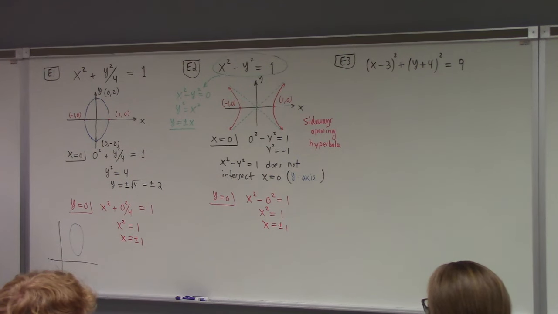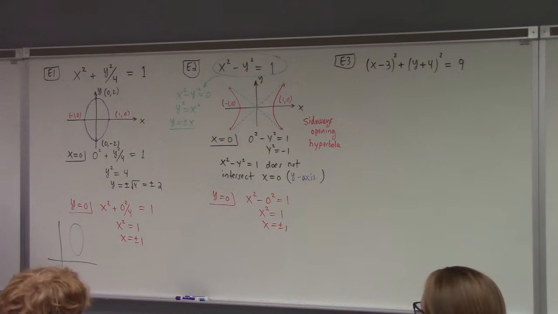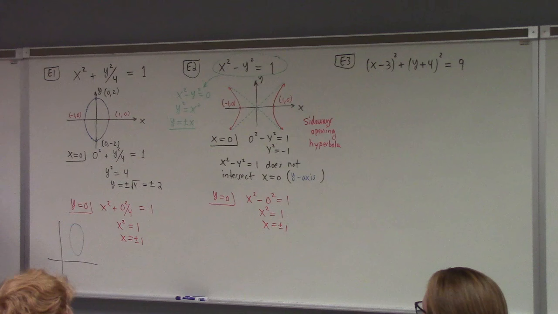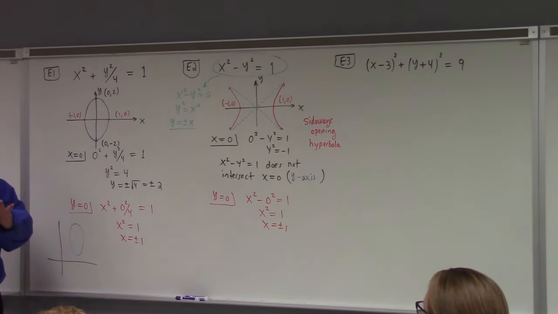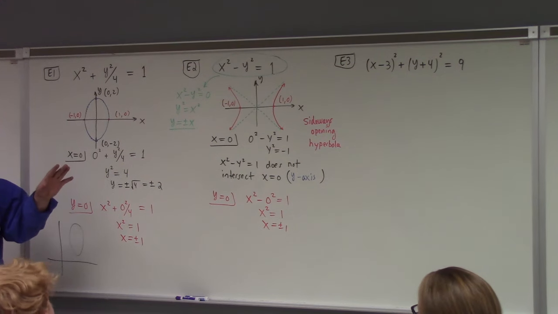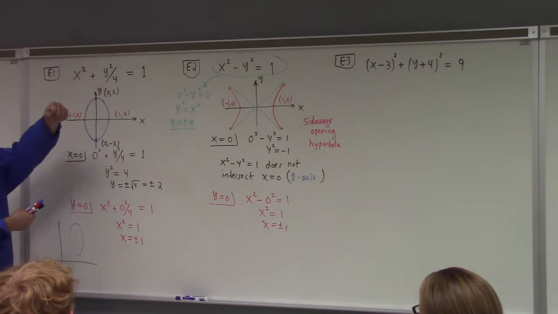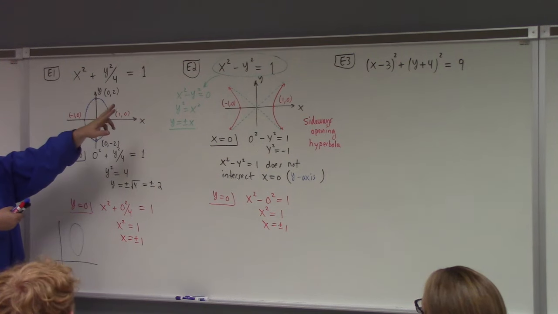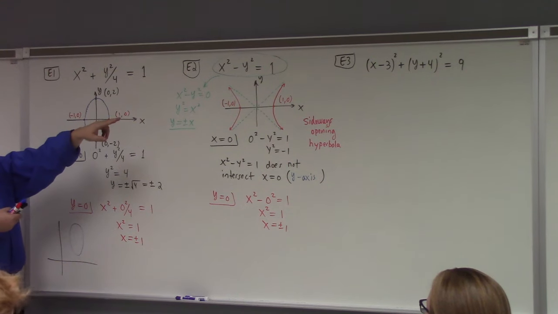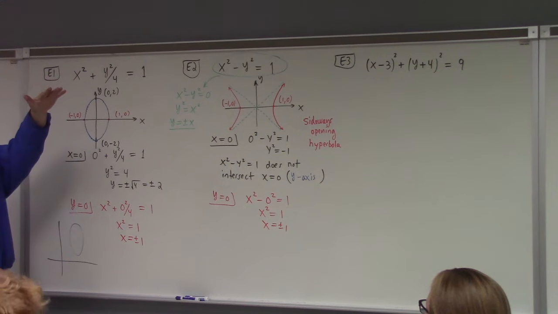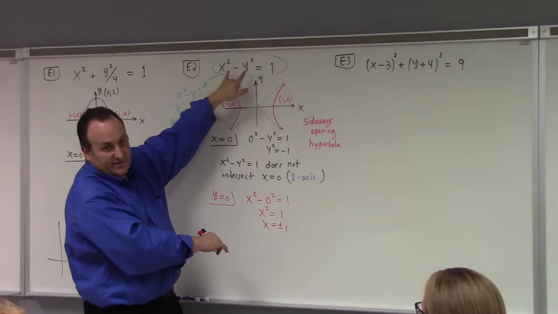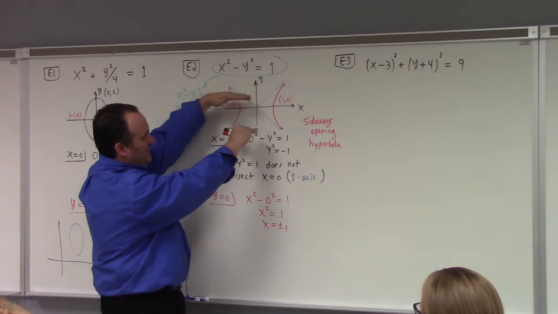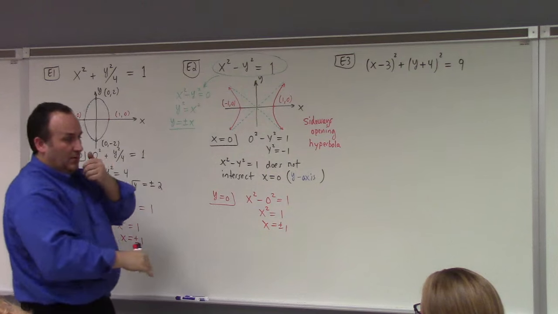Do you see why we call it horizontally opening? Because it opens to the side. This same example, if instead of having x squared minus y squared, we had y squared minus x squared, it would be the same shape, but turned with x and y reversed, right? So if you just change this to y squared minus x squared equals 1, it's a vertically opening hyperbola. Do you see what I'm saying? I have the same shape, but opening that way.